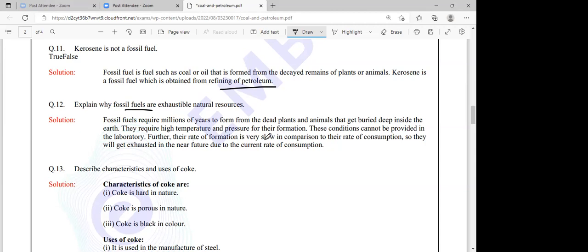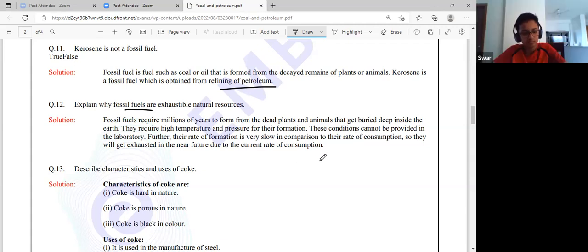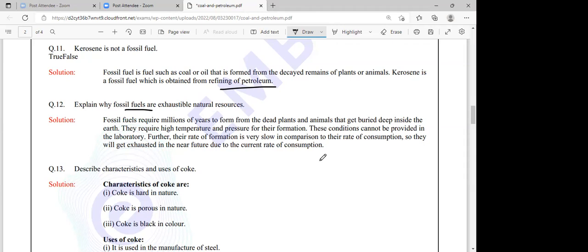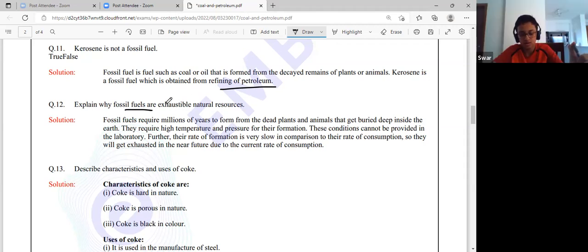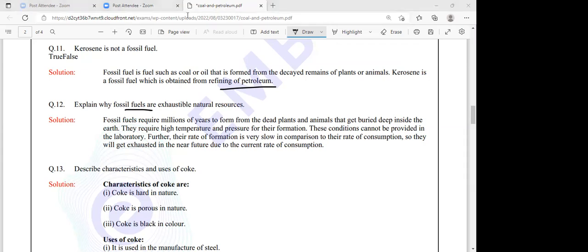Further, their rate of formation is very slow in comparison to the rate of consumption. So they will get exhausted in the near future due to the current rate of consumption. If we continue at this rate, the day is not far when we won't be getting any fossil fuels. The process is slow, but the consumption rate is really high, so it will lead to the exhaustion of fossil fuels. Okay, ma'am.